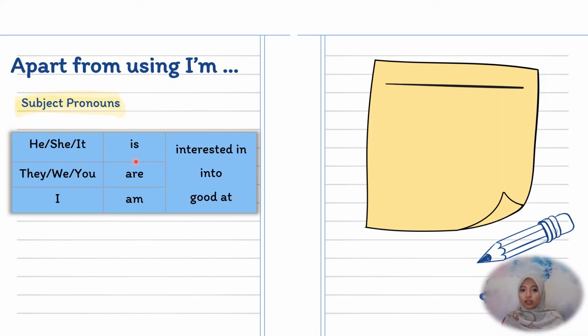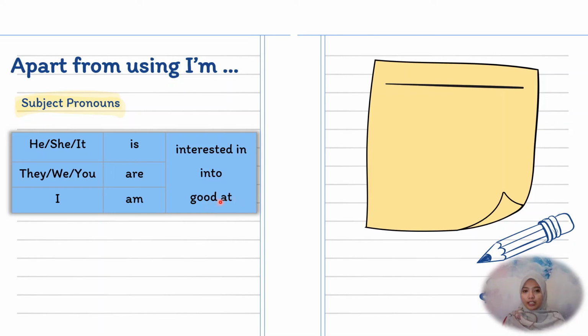Why we use are? Are is for plural. Maksudnya lebih daripada seorang, kita gunakan are. Tapi kalau dia seorang sahaja, kita gunakan is. Okay. And the last one is I'm lah. Yang tadi kita tengok contoh, semua gunakan I'm. Okay. If you notice here, dekat dalam contoh yang kotak Ustazah bagi tadi ada empat ayat yang biasa, iaitu interested in, into, like ataupun good at.